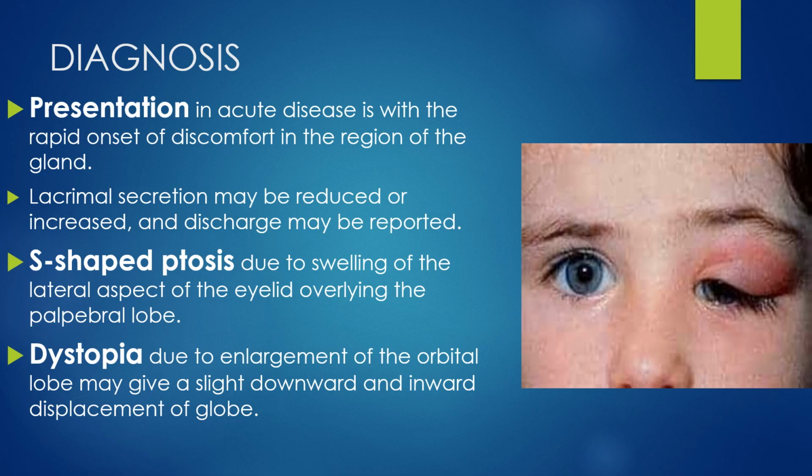Lacrimal secretion may be reduced or increased, and discharge may be reported. There is S-shaped ptosis due to the swelling of the lateral aspect of the eyelid overlying the palpebral lobe. There is dystopia, which is the downward and inward displacement of the globe because of the enlargement of the orbital lobe.